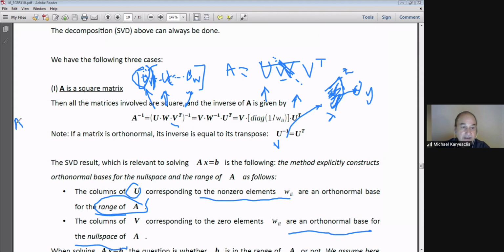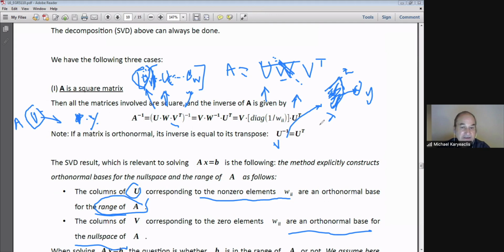Remember that A takes some things from its own space, V, into... well, I don't want to use W because I used it here for the diagonal matrix. From V to Y. Those are vector spaces, all right? The range of A is part of Y. The null space of A is the portion of V that gets mapped into zero. It doesn't go into Y, it just gets mapped to the origin.